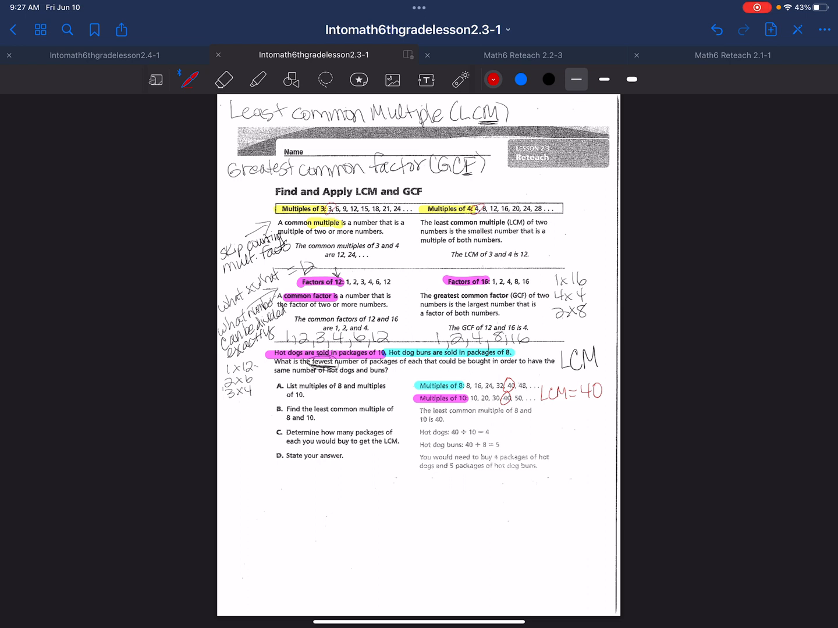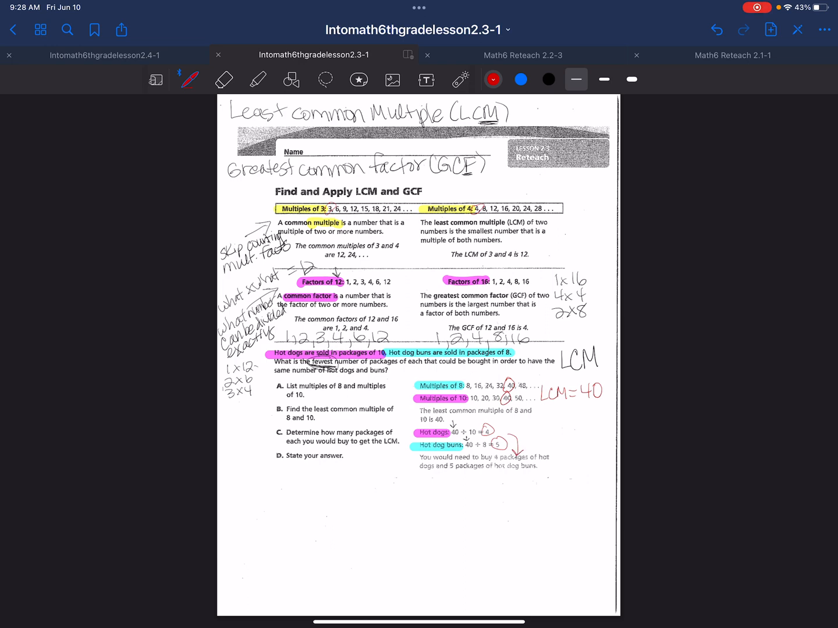Step three is determine how many packages of each would you buy? Again, we're looking at hot dogs and hot dog buns. Hot dogs are in packages of 10, I'm sorry. So here's your hot dogs, and then here's your hot dog buns. We know that the LCM is 40, so we take the 40 and divide it by 10 because hot dogs are sold in packages of 10. So I know that I need to buy 4 packages of hot dogs. For hot dog buns, I take the LCM of 40 and divide it by 8 because there are 8 buns in each package. Then I know I would need to order 5. So this is where they're getting the information for the answer here.